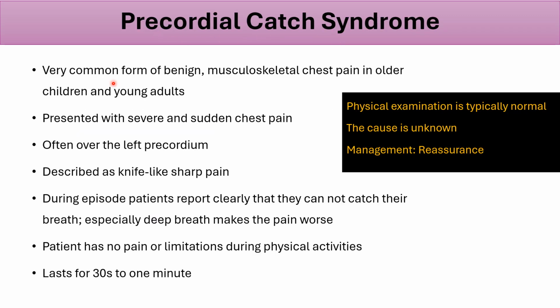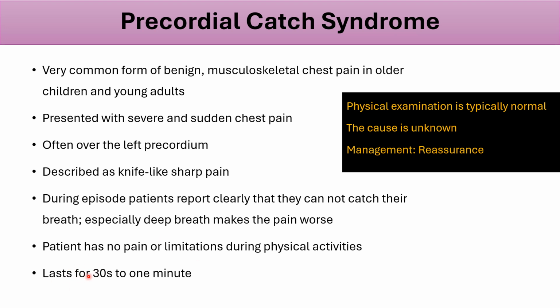Precordial catch syndrome is a very common benign musculoskeletal chest pain in older children and young adults, presenting with severe and sudden chest pain over the heart, over the left precordium. The child or adolescent will describe the pain as knife-like sharp pain. During the episode, the child will look like he or she cannot catch her breath. Especially a deep breath will make the pain worse. The child has no limitation with exercise, no problem with physical activities.